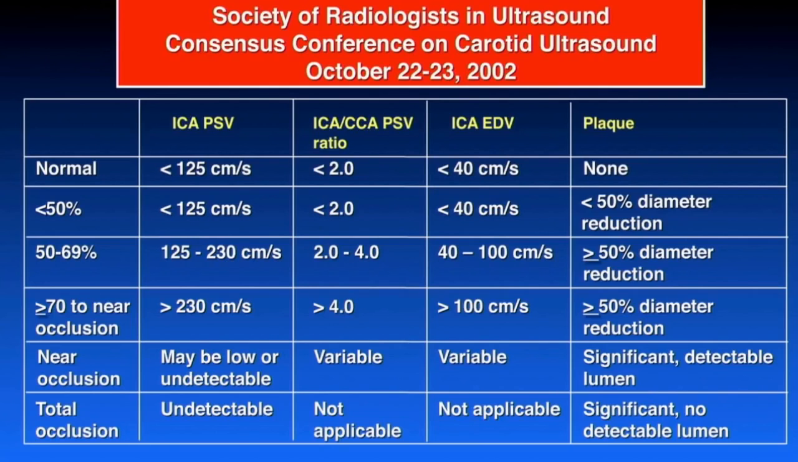This is the table from the SRU Consensus Conference, and the numbers are relatively similar to the other table since I was there and helped participate in it. But 50 to 69% stenosis is in this range, again, greater than 2 systolic ratio, and diastolic velocity of 40, and they don't use a diastolic velocity ratio. And then for greater than 70, again, similar numbers, except a little higher in the end diastolic velocity. But again, you can Google these, and you will find them. If you Google my name, you'll come up with both tables, and you won't have a problem. You don't have to copy down any of these numbers.